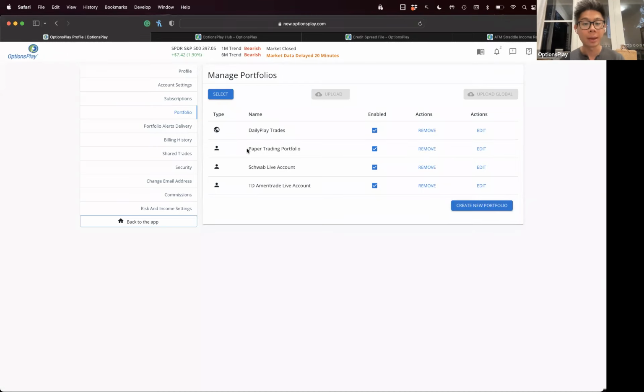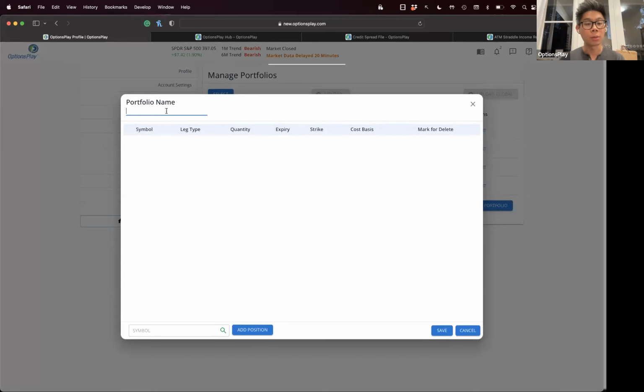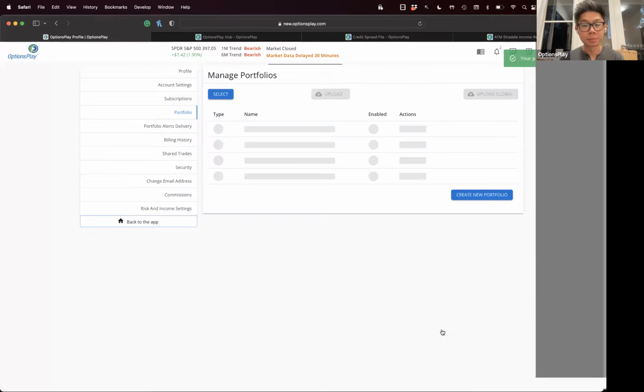As you can see, I have a paper trading portfolio, I have a Schwab Live account, and a TD Ameritrade Live account. You can create as many as you want. So if you have a Tasty Trade account, an IBKR account, just create as many portfolios as you want, simply naming your portfolio. For example, if you have an interactive brokerage account, you would just type that in and click on Save.